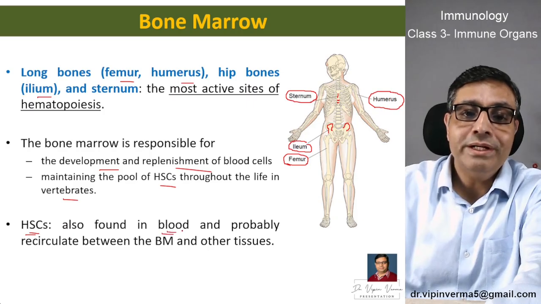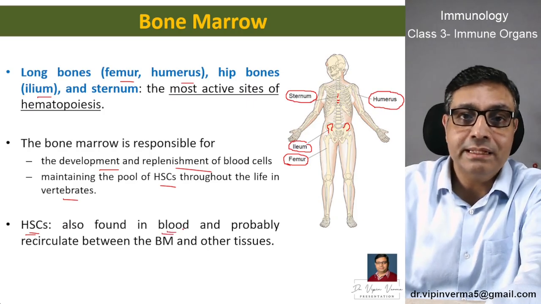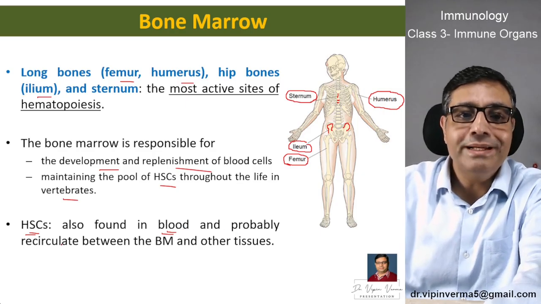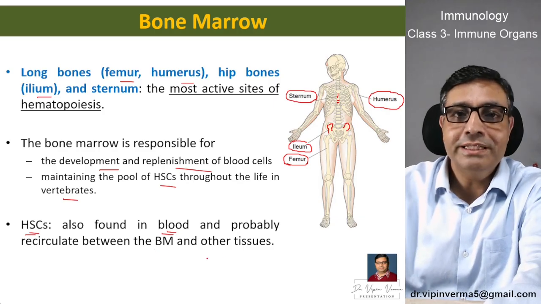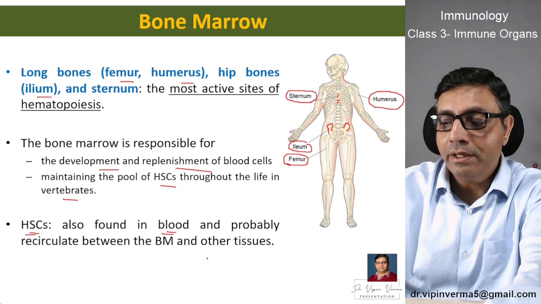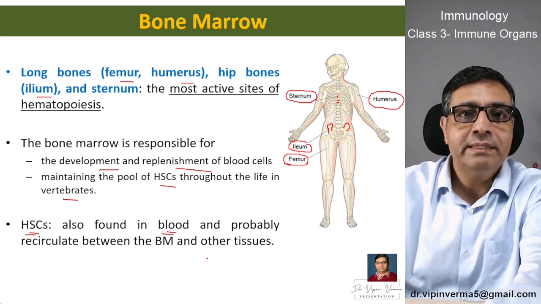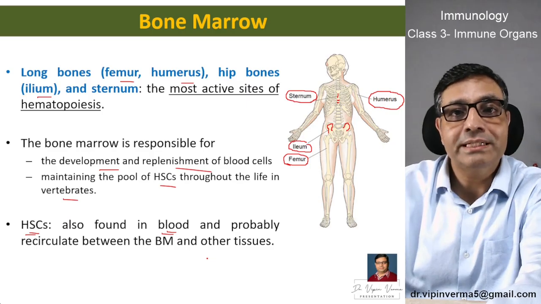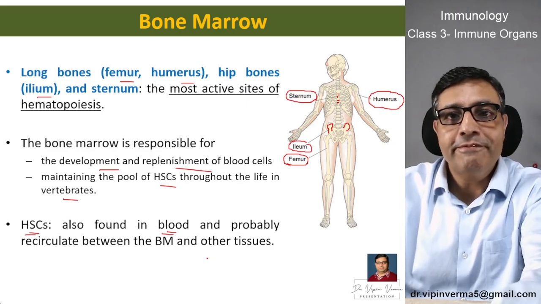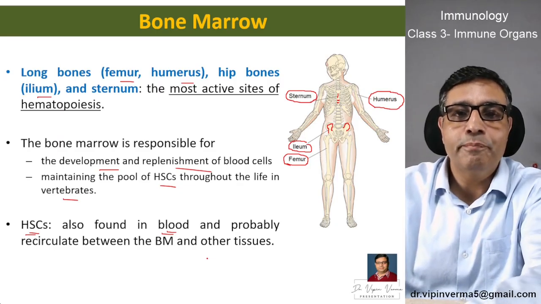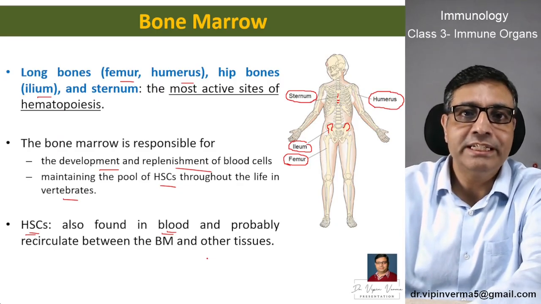So they are not only restricted in the bone marrow, but they are also found in the blood and probably recirculate between the bone marrow and the other tissues. So this finding has given us an opportunity to isolate the hematopoietic stem cells from the peripheral blood, rather than undergoing the painful process of bone marrow aspiration.